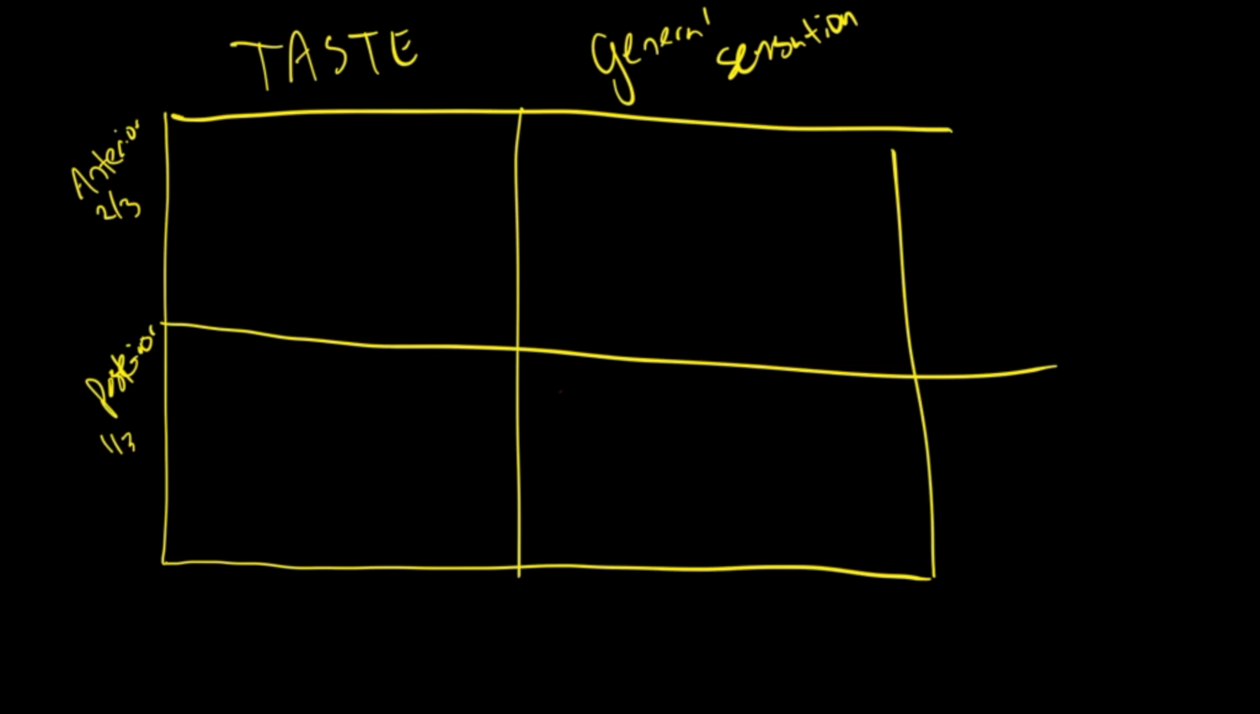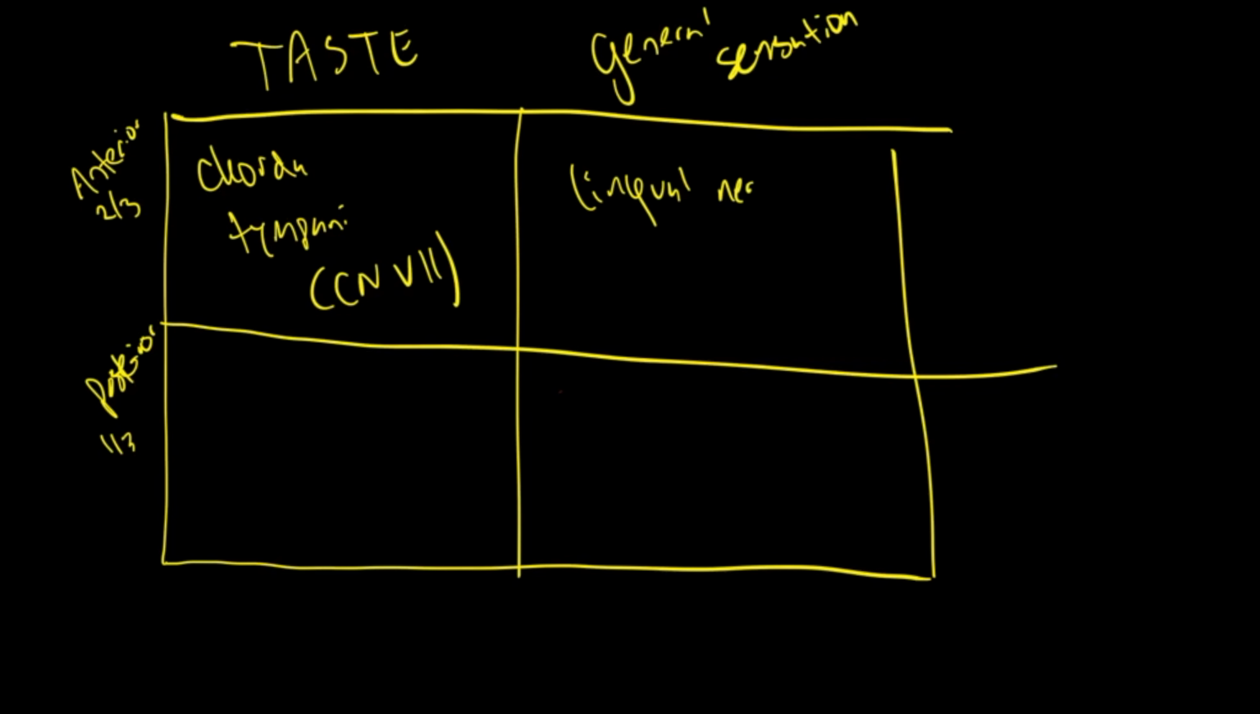All right, so going to the anterior 2/3 for taste, we have the chorda tympani. And I know my chorda tympani is a branch off of my facial nerve, so cranial nerve 7. For general sensation going to the anterior 2/3 of the tongue, we have my lingual nerve. And I know my lingual nerve is a branch off the V3 division of the trigeminal nerve. So that's more of that mandibular division.